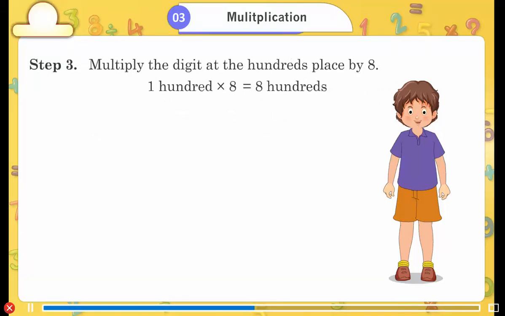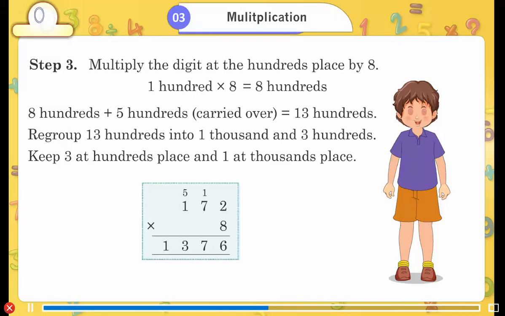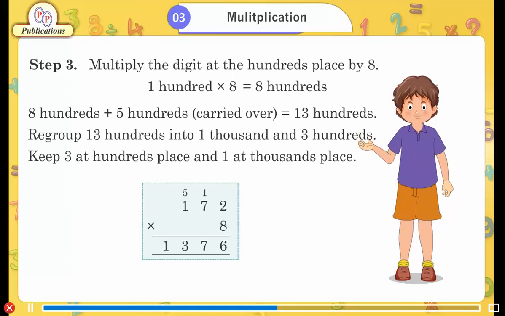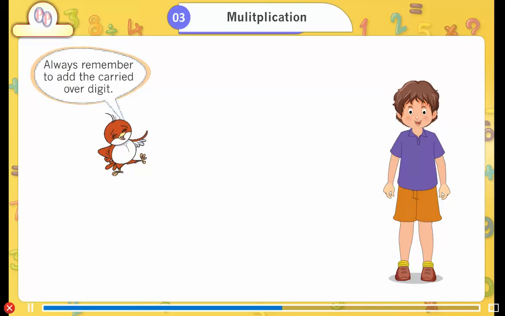Step 3. Multiply the digit at the hundreds place by 8. 1 hundred × 8 = 8 hundreds. 8 hundreds + 5 hundreds carried over = 13 hundreds. Regroup 13 hundreds into 1 thousand and 3 hundreds. Keep 3 at hundreds place and 1 at thousands place. Always remember to add the carried over digit.